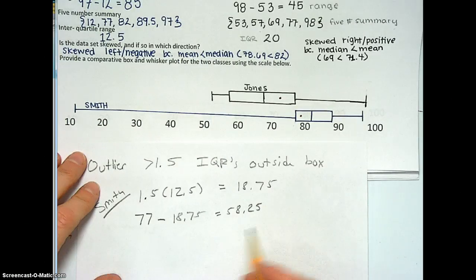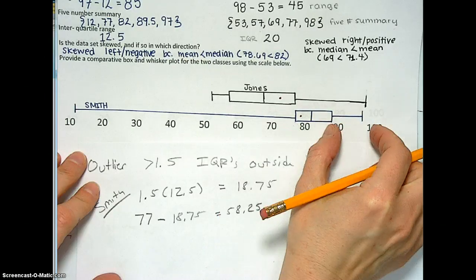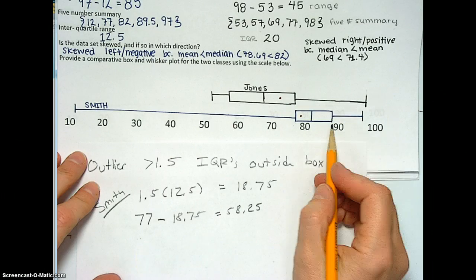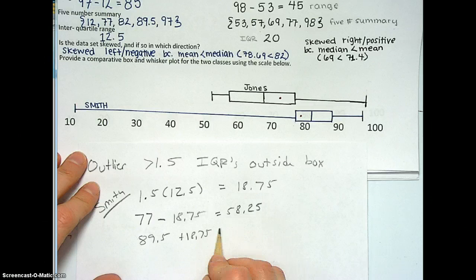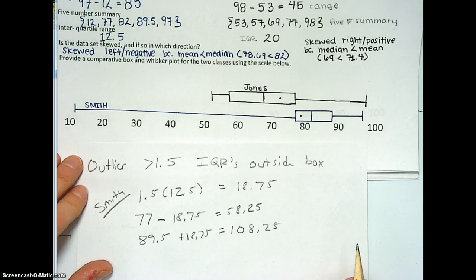Let's see if we have any over here. It's pretty obvious that we don't have anything 1.5 times outside, but we're going to go ahead and check since we're doing it. We've got Q3, which was 89.5, plus 18.75, the 1.5 times the interquartile range, which is 108.25. Well, nobody scored 108.25 in her class. It'd be worth your while to check and see if Miss Jones has any outliers. But to be an outlier, you have to be more than 1.5 times outside of the interquartile range.